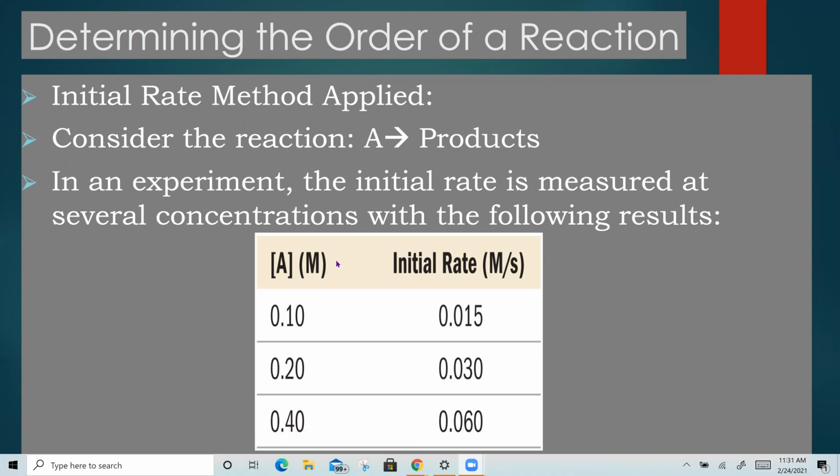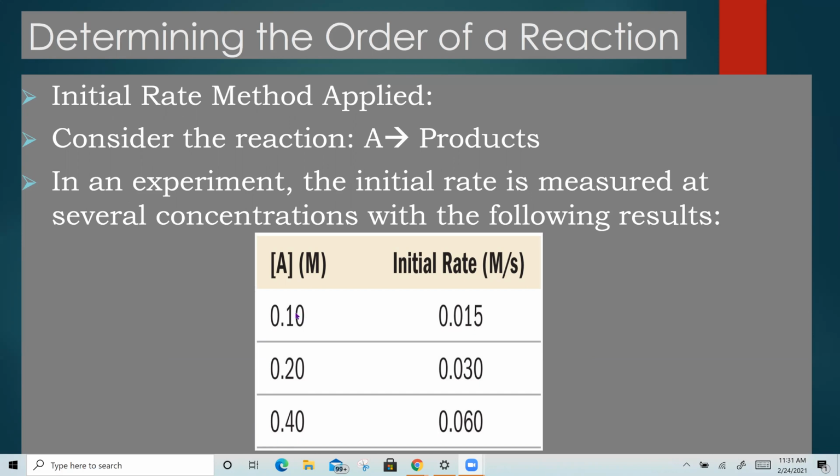Here they ran the reaction several times, 3 times if we're looking at this in particular, and each time they changed the concentration. So this is the same reaction we were looking at the beginning of the slide, A to product. So that's why we're only looking at one reactant, and that's A. And so if we look, when we took the measurement at a concentration of 0.10, we noticed that the rate was 0.015. And if that was all the data we have, we cannot tell what order this is. But we have more data than that because we ran the experiment 3 times.